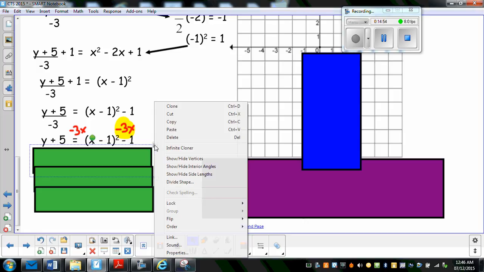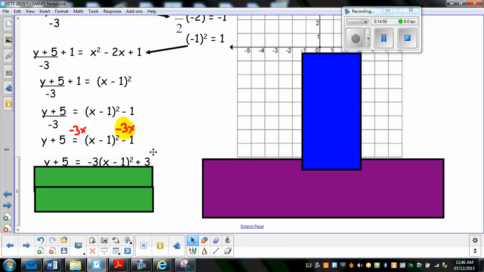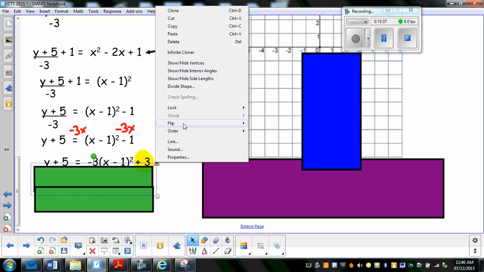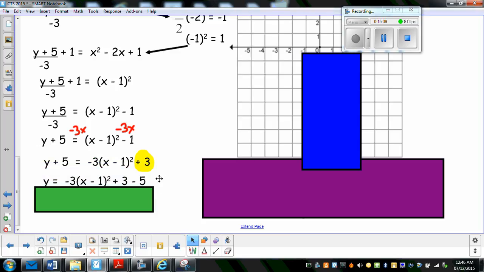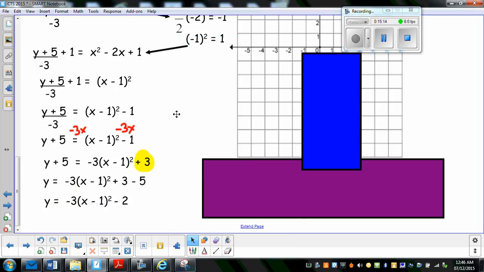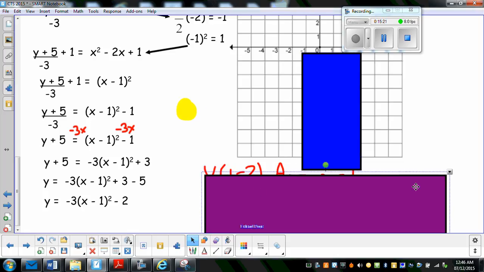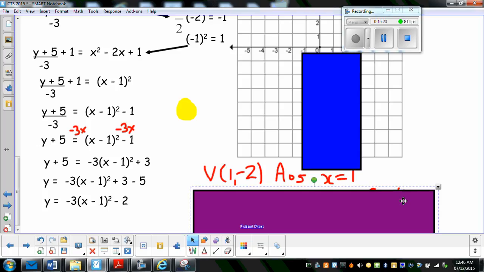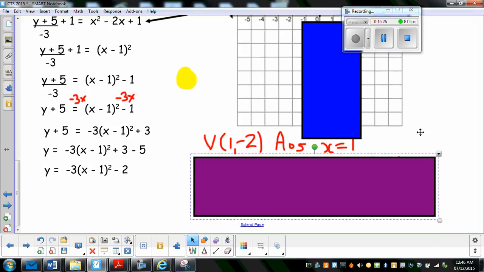So when I do that, I'm going to get negative 3 out in front of the bracket, and then negative 3 times negative 1 gives me positive 3 here. And last thing I have to do is move that plus 5 over. It changes to negative 5, and when we simplify that, we get negative 2 there. So my list of items here, the vertex is (1, negative 2).